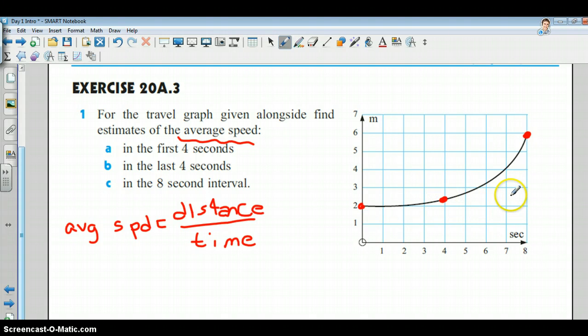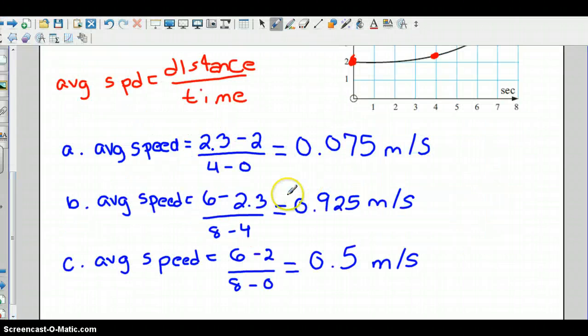Go ahead and find the average speed between that 4 second mark and the 8 second mark. Then you're going to be asked to use the whole 8 second interval. So starting at 0, starting here, and ending at 8, what would be the slope? Go ahead and take a moment to do so. Once you finish, this is what you guys should be getting. So we took our y distances, the difference between them divided by the 4 seconds, and so on and so forth.